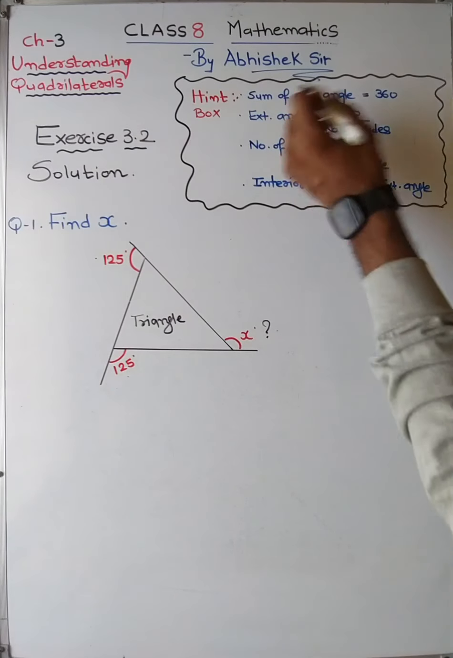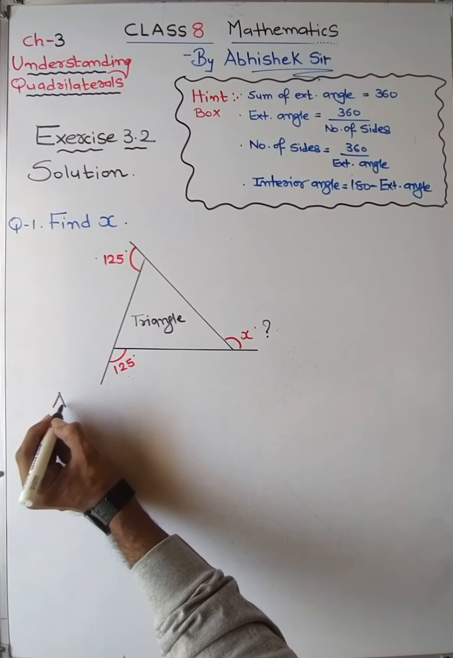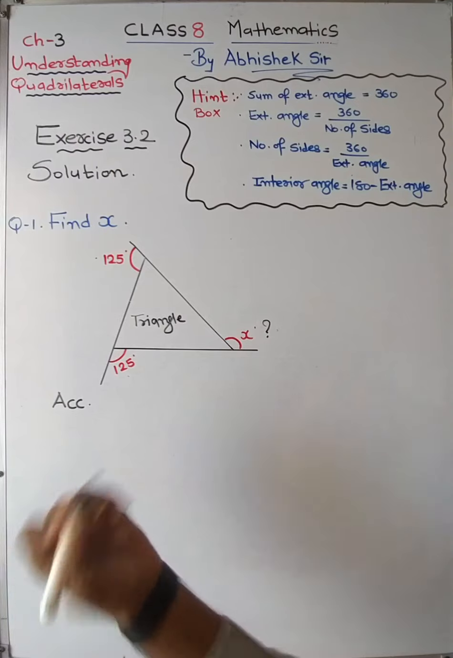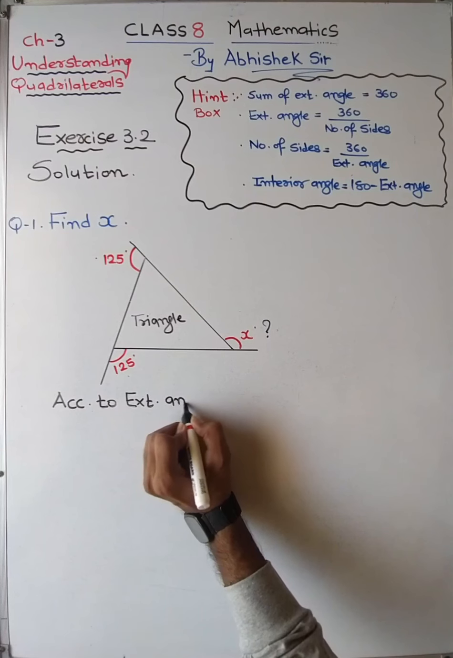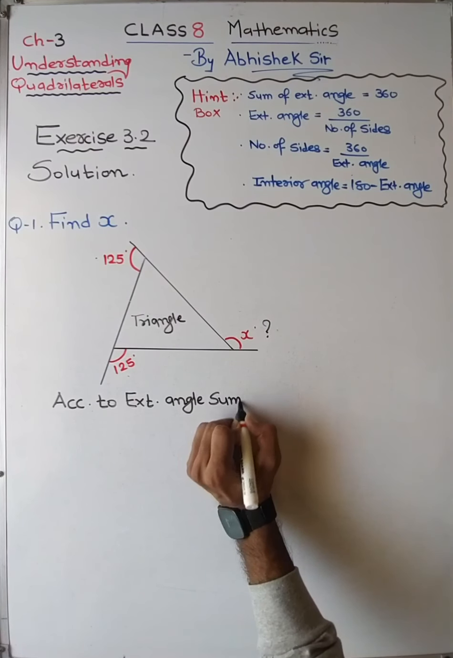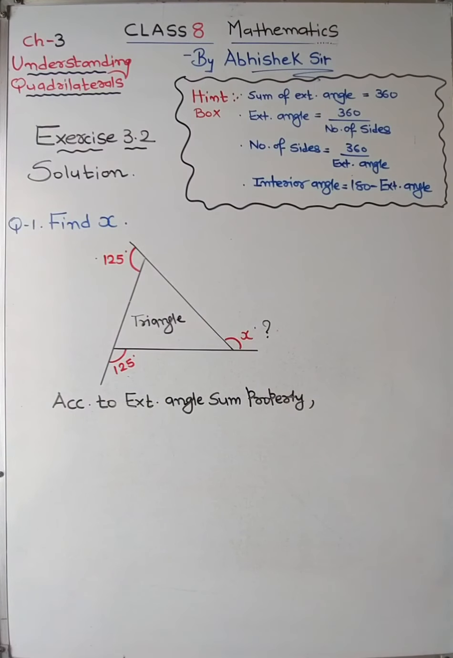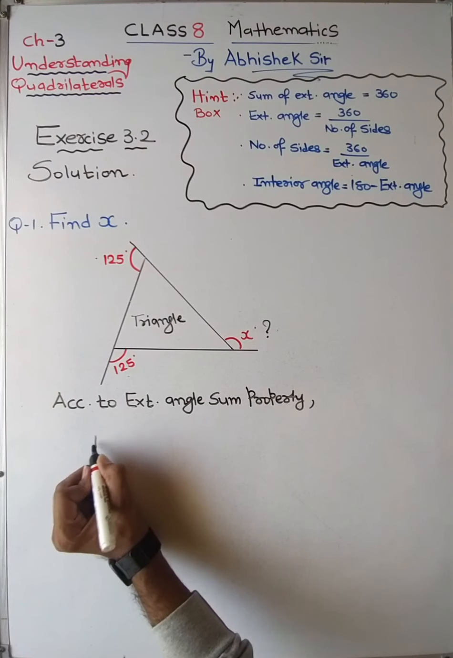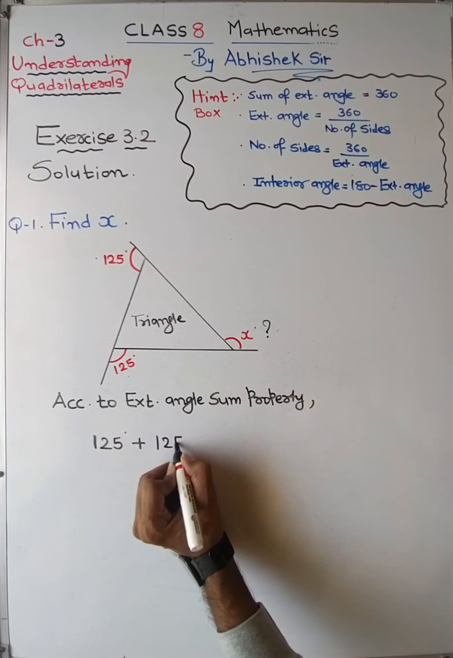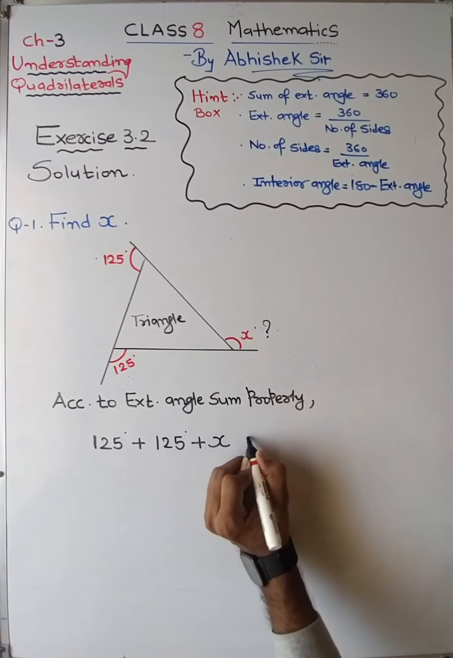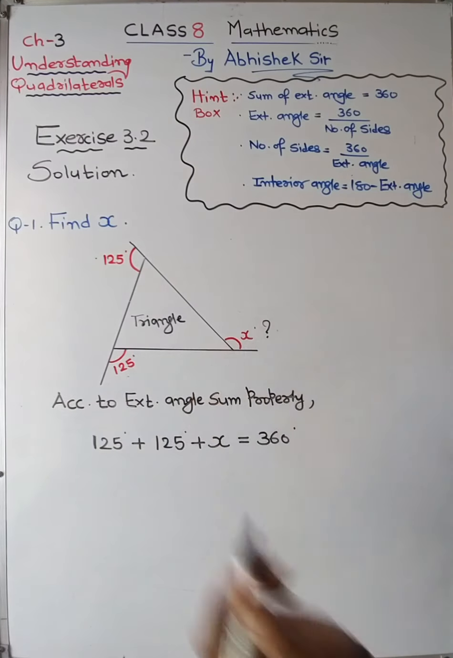Now let us start with the original property, right? Before you solve, I expect that you write one line according to the exterior angle sum property. First angle 125 degrees plus another is 125 and the third is x, that equals 360 degrees. See, 125 plus 125 plus x.